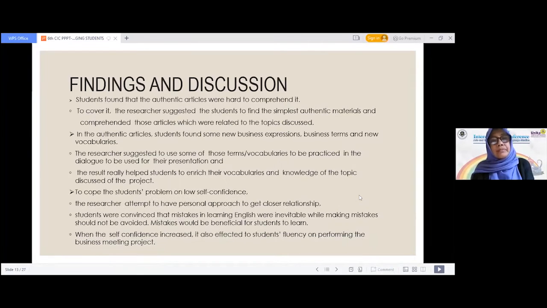To cope with the students' problem of low self-confidence, the researcher attempted a personal approach to get a closer relationship. Students were convinced that mistakes in learning English were inevitable, while making mistakes should not be avoided. Mistakes would be beneficial for students to learn. When the self-confidence increased, it also affected the students' fluency in performing the business meeting project.